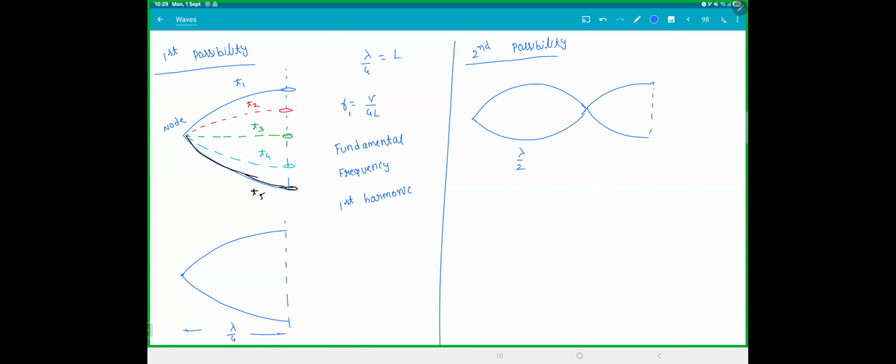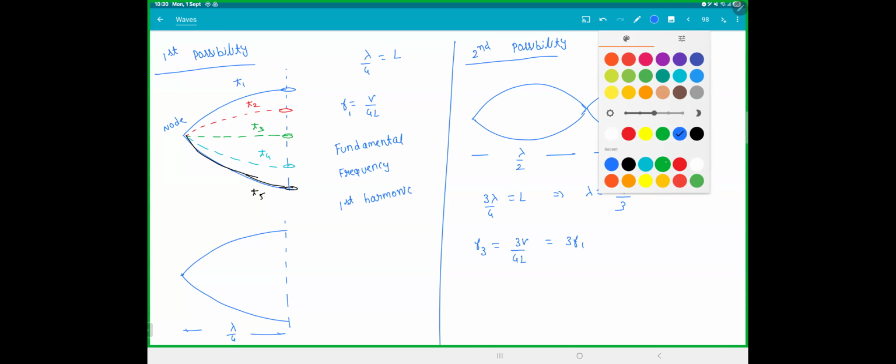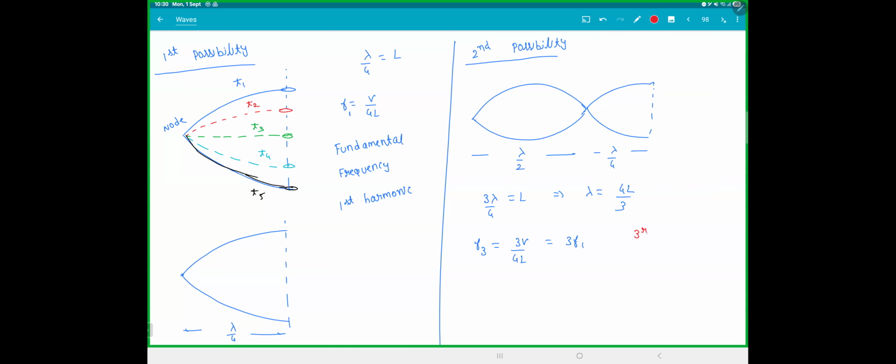So this is lambda by 2 and this is lambda by 4. So 3 lambda by 4 is equal to L. So lambda is 4L by 3. So you will get F3 will be 3V by 4L, which is 3F1. So you'll notice something. This is your third harmonic. Second harmonic is missing. And this is your first overtone.